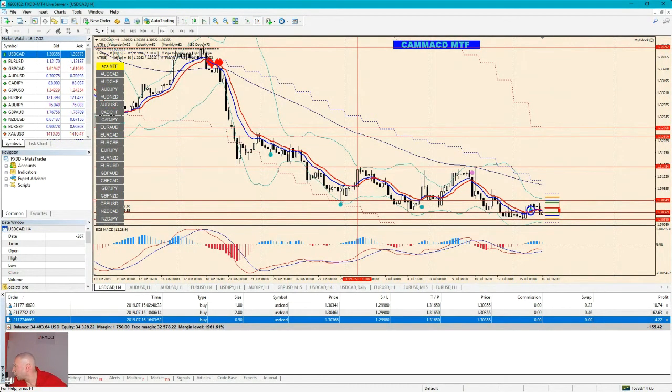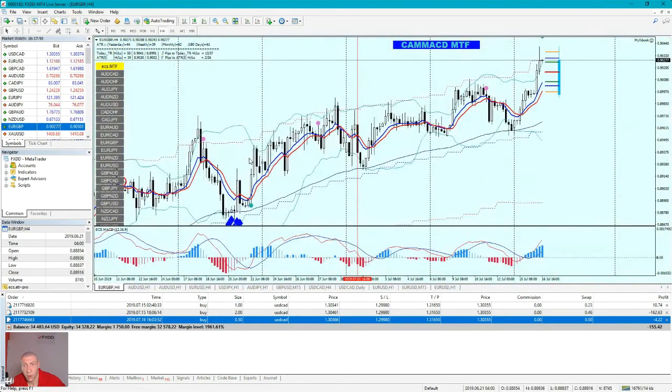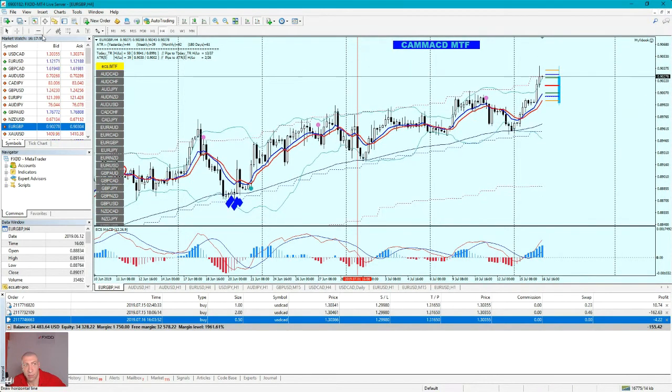The question: can we try a short on Euro GBP at 0.9030 to 40? On daily, there is a strong descending trend line nearby. Euro GBP, let's see. Short at 0.9030. Okay, let's chart red levels now.